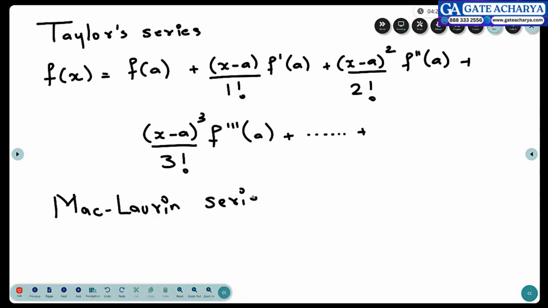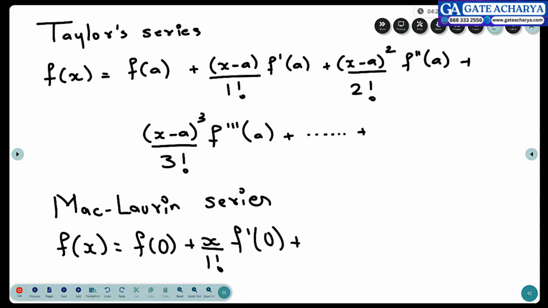So once you define this on 0, what happened? f of x will become what? f of 0 plus x by 1 factorial into f dash of 0 plus x square by 2 factorial into f double dash of 0 plus, like this it will go on up to infinity. This is what is your Taylor's and Laurent series.